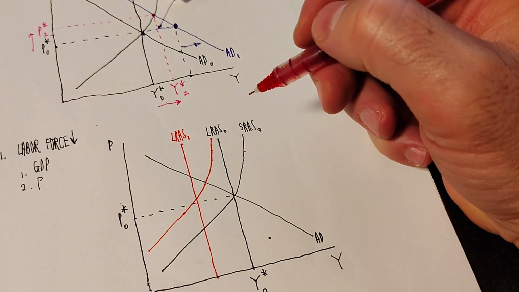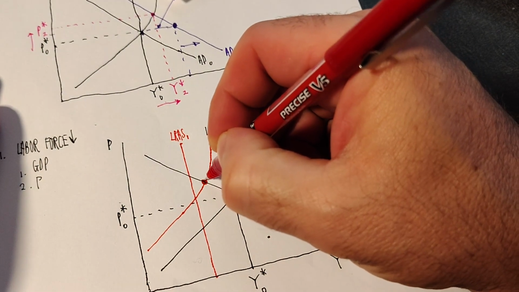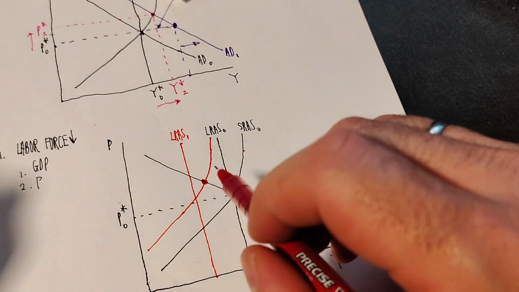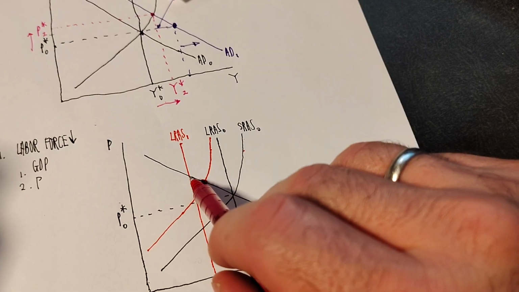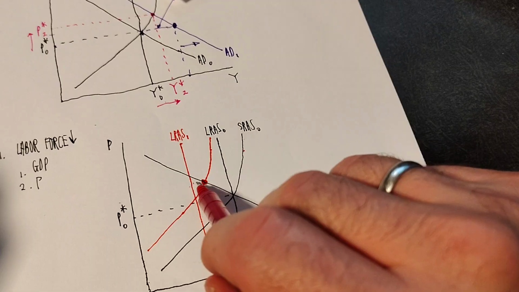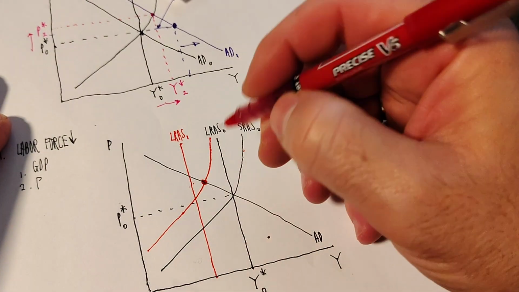Our new one is going to be here. That's what it is in the short run. Maybe I should have drawn this in a way where those lines intersect again, because I complicated things a little bit more, but that's okay. So that's fine.